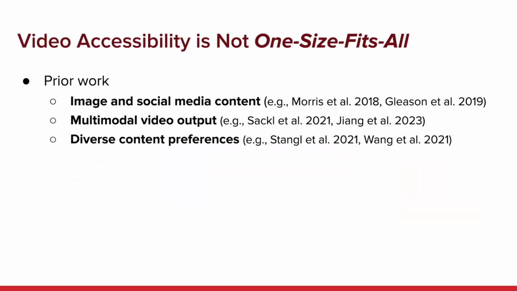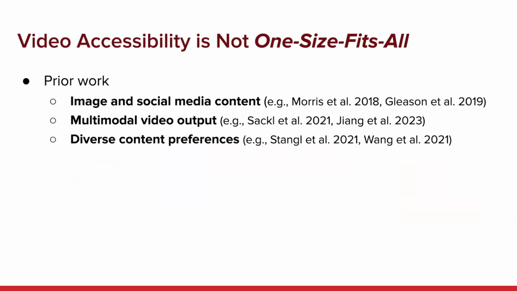Prior work has explored how to improve image and video accessibility. For example, Morris et al. and Gleason et al. examined how richer modes of feedback could improve image and social media content accessibility. One such example was through including short sounds to indicate the repetition of a meme format on Twitter.